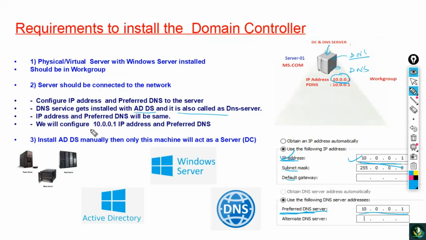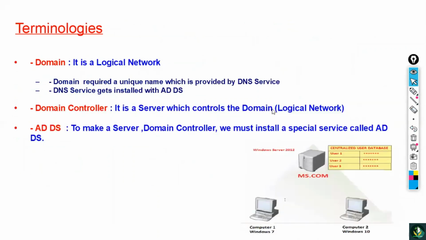So we will configure the 10.0.0.1 IP address and preferred DNS, and install ADDS manually. Then only this machine will act as a domain controller. So guys, as we have discussed, installing the operating system is not enough. We need to install ADDS to make this server a domain controller. So let us see how to install the Active Directory Domain Service.